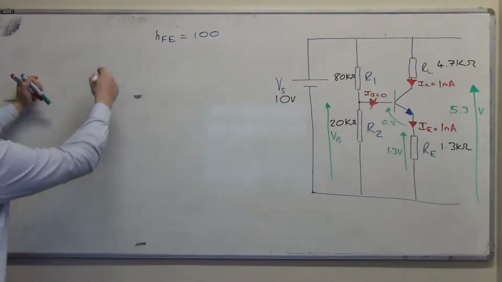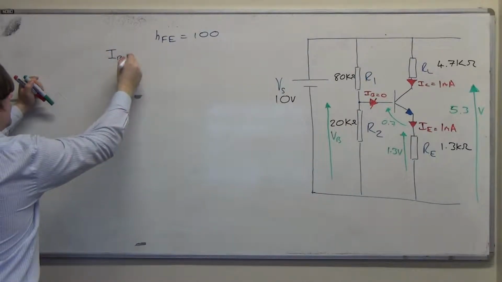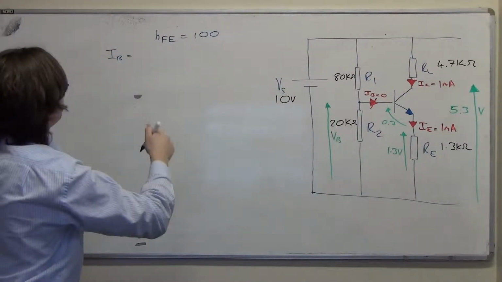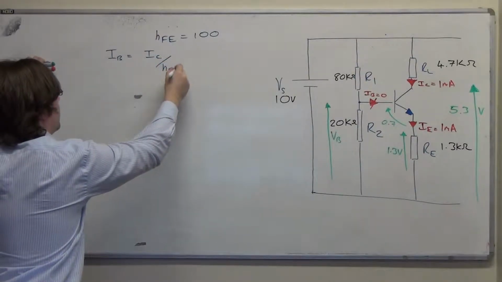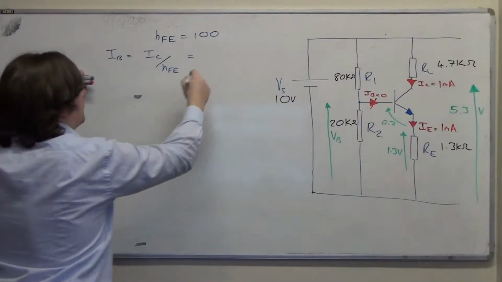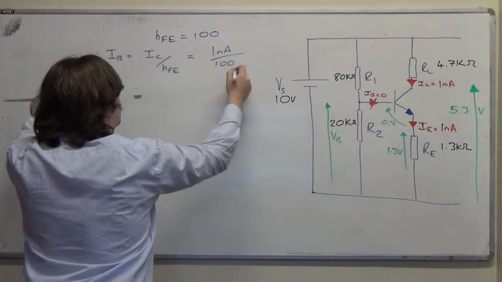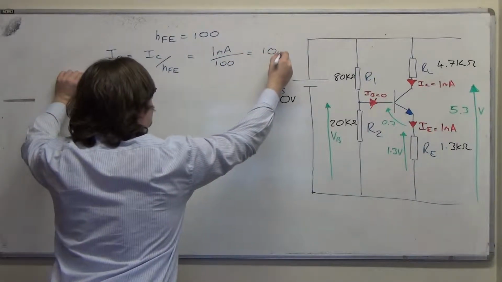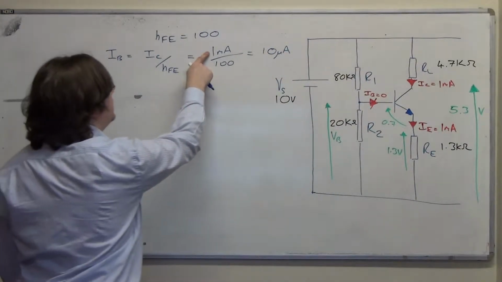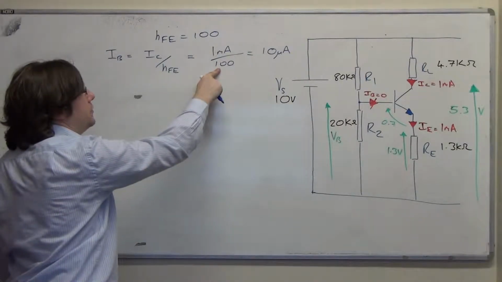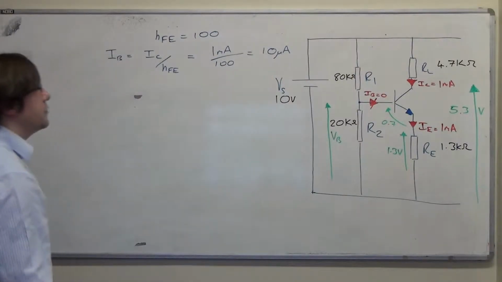So this means that we can write an equation for what IB will be. IB will be IC divided by HFE, which is 1 milliamp divided by 100, which is 10 microamps. Alright, so that's 1e minus 3 divided by 1e2, so that should leave us with 1e minus 5, which is 10e minus 6. So I think we're good there.